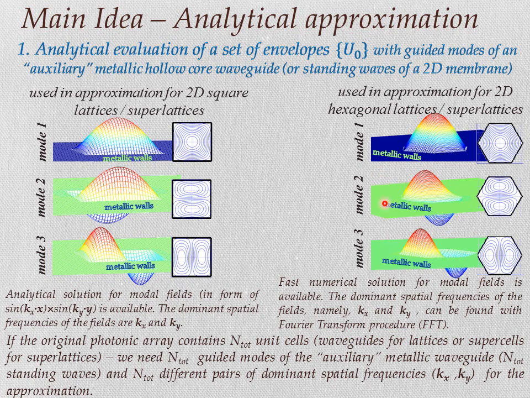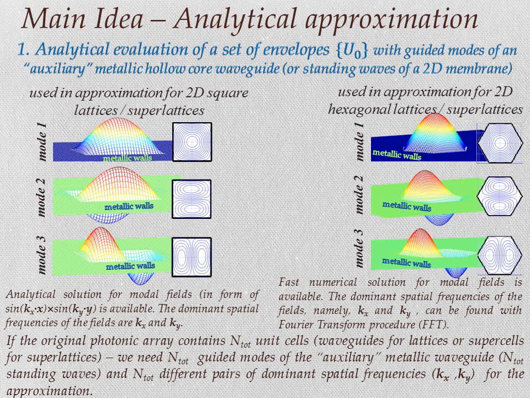Here you see the first three guided modes of a hexagonal metallic hollow waveguide used in approximation for 2D hexagonal lattices and superlattices. A fast numerical solution for model fields is available. The dominant spatial frequencies of the fields, namely kx and ky, can be found with the Fourier transform procedure, FFT.